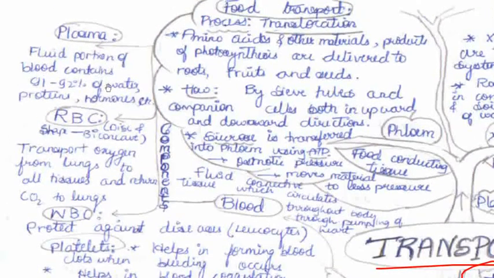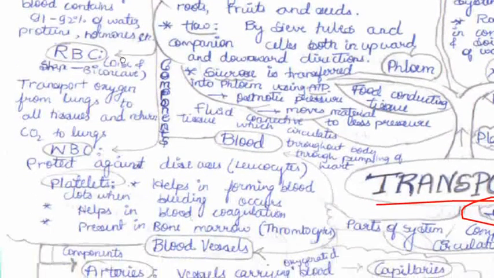Plasma, what is plasma? As you have heard, blood is composed mostly of water, about 90% water. That means this part is nothing but plasma. What does this plasma contain? This plasma contains water, proteins, hormones, etc. And the blood contains 91 to 92% plasma itself.